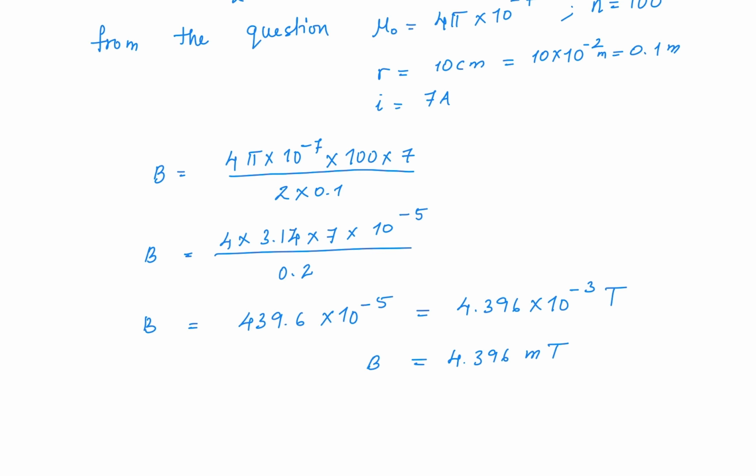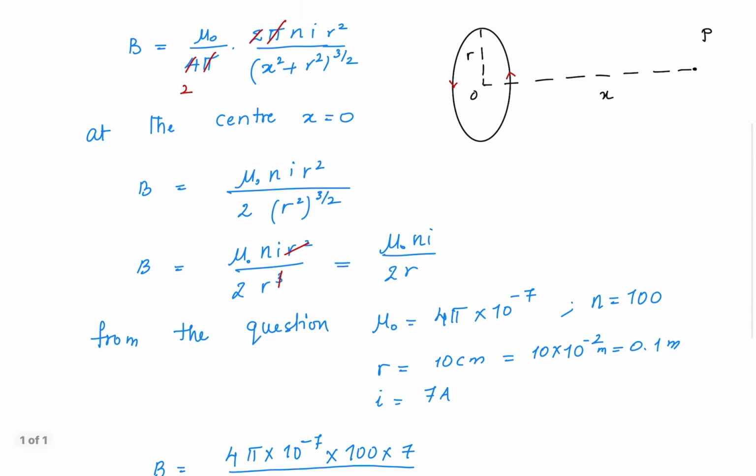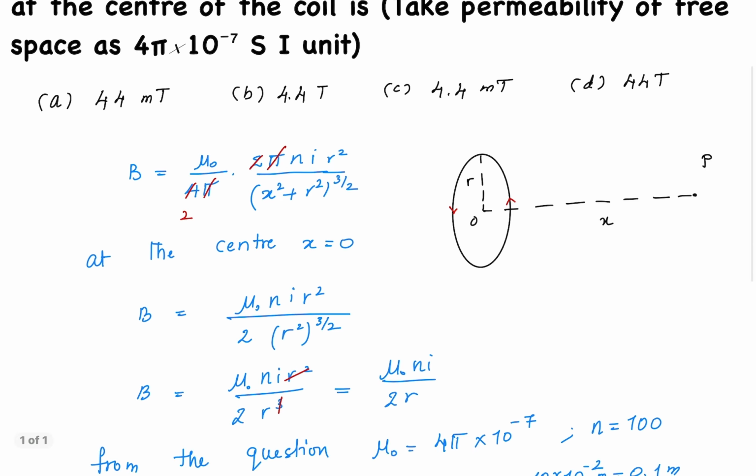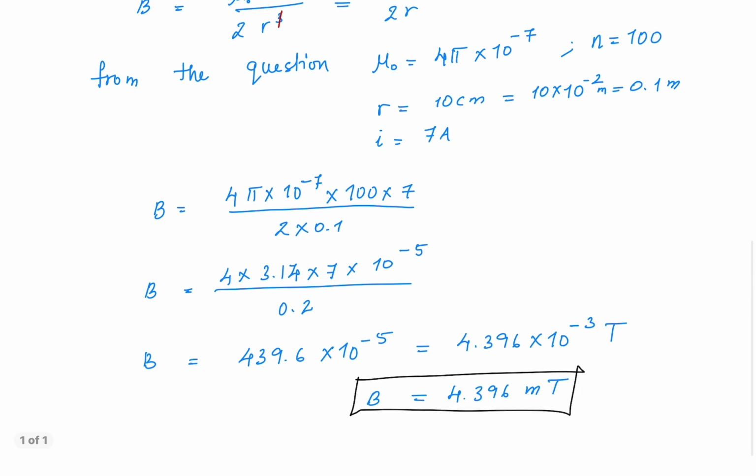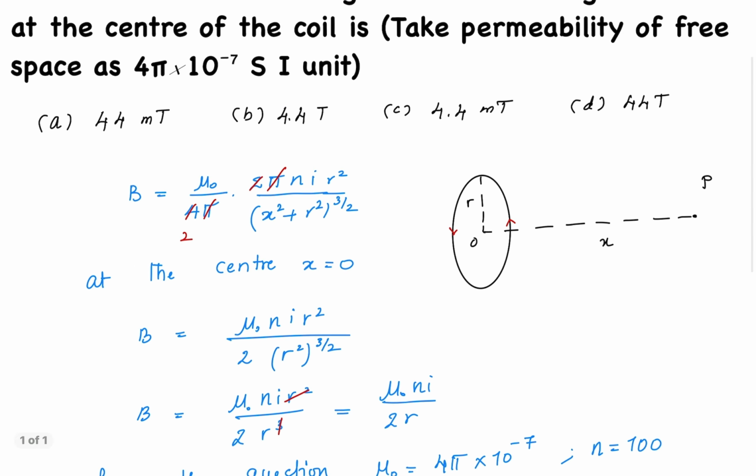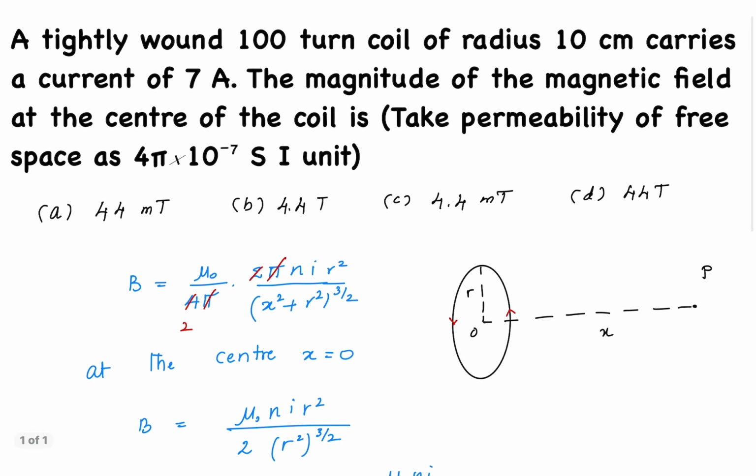So this is the magnitude of the magnetic field at the center of this current carrying coil of 100 turns. So if you go to the options we have here, 4.4 milli Tesla is the closest value to 4.396. So the answer will be 4.4 milli Tesla.